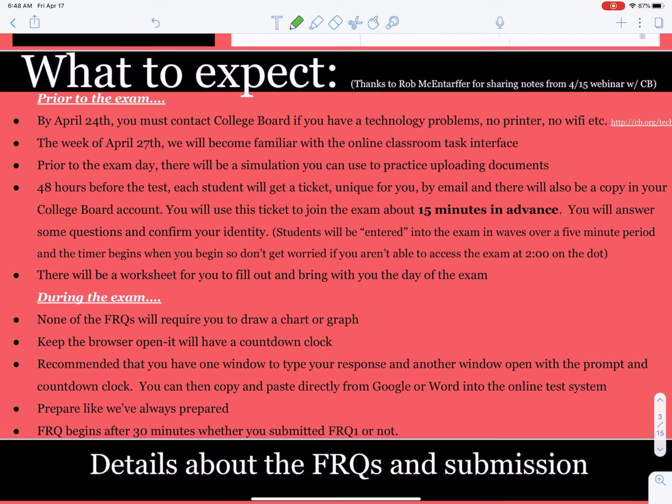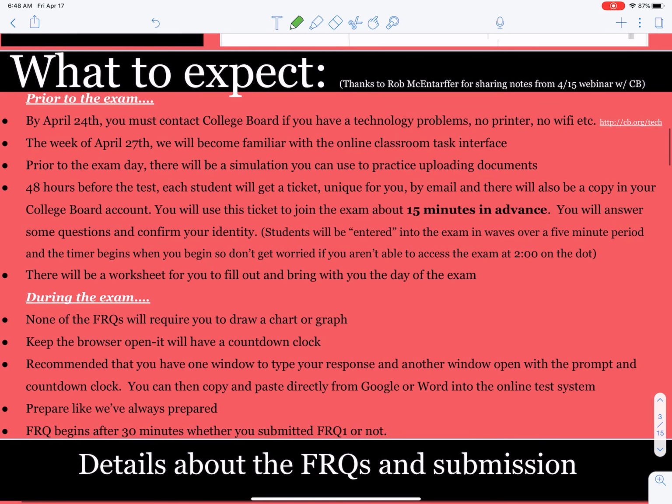So before your exam, by April 24th, which is coming up, you must contact the College Board if you have any technology problems, such as you don't have a printer, you don't have access to Wi-Fi. They can't really help you with a printer, but they can help you resolve some of your other issues. This is the website right here, so you can click on that and notify them immediately if you're not going to be able to meet the technology needs of the exam.